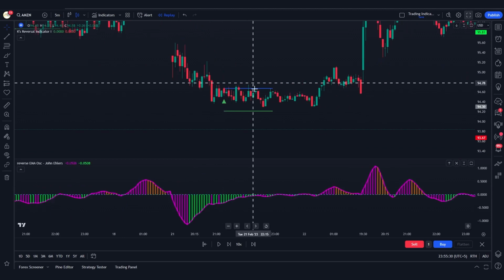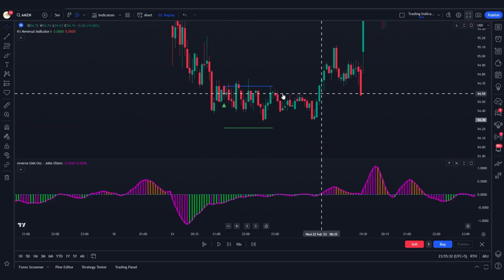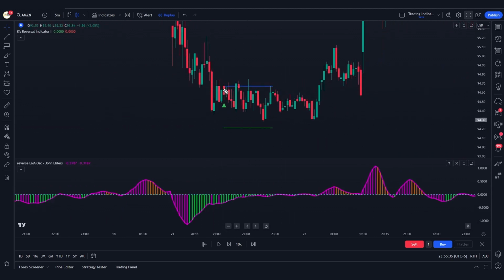Now inside here we can see that there is another signal being issued, but we would not consider this signal as a valid signal because the candle on which the signal is being issued is below this blue line. So we will not consider this to be a valid signal. We will only consider a buy signal valid if it's forming on a candle that is above this blue line here. So we will not take this trade.